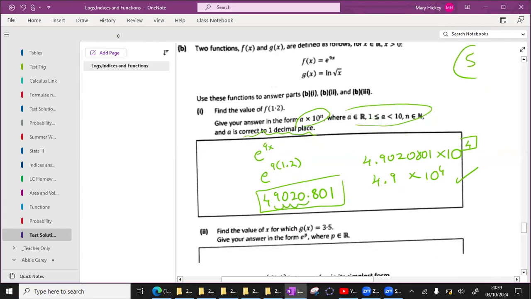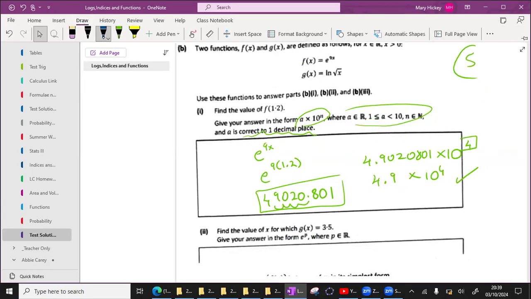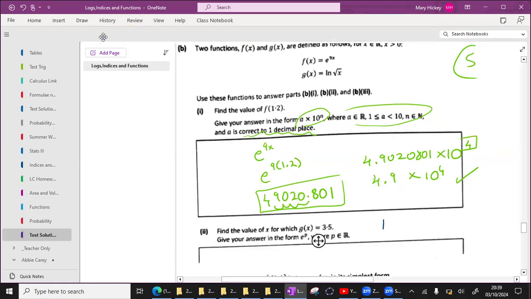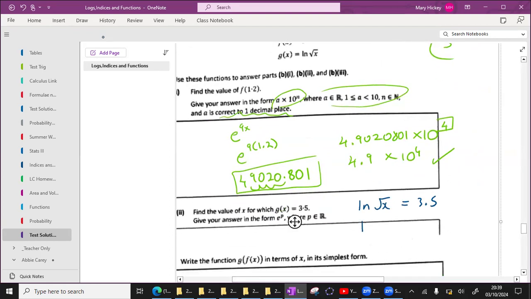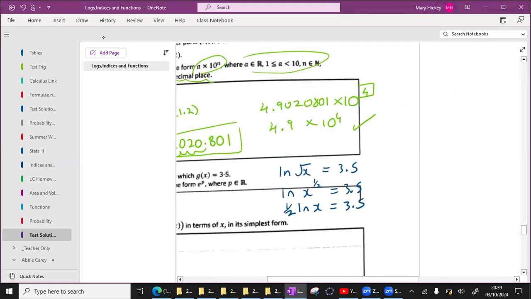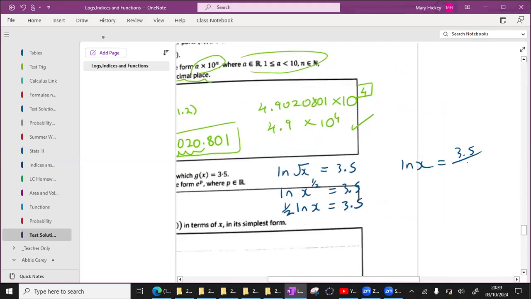G of x equals 3.5. So this time you're going to let it equal 3.5. You take your g of x, which is your natural log of the root of x, and you let it equal 3.5. Now, your root is going to be power of a half. We can move over the half to the other side. So natural log of x is equal to 3.5 divided by a half. That gives me the natural log of x is equal to 7.